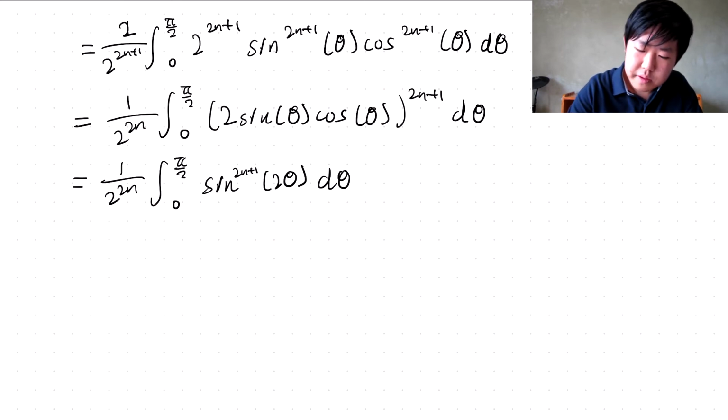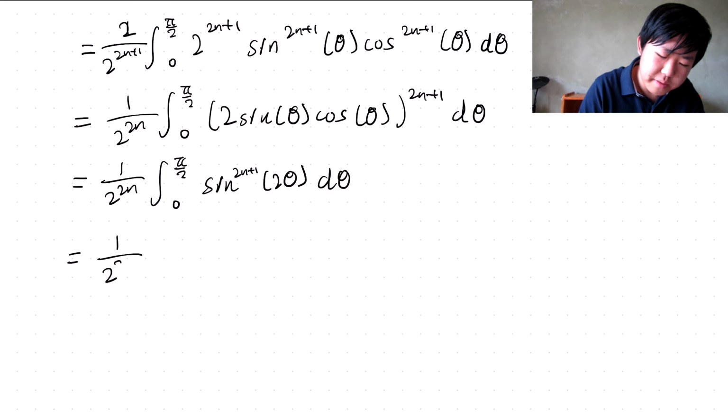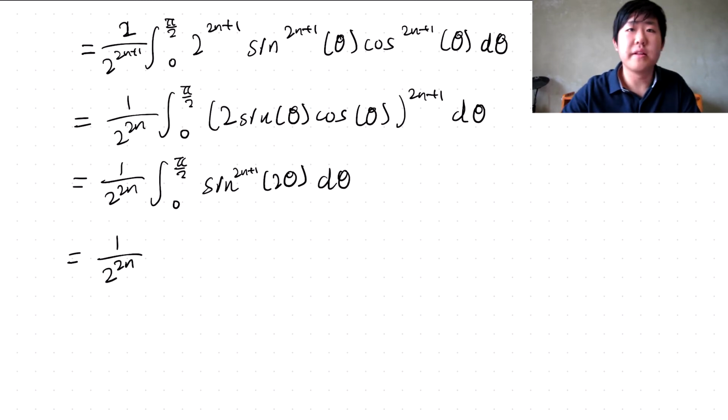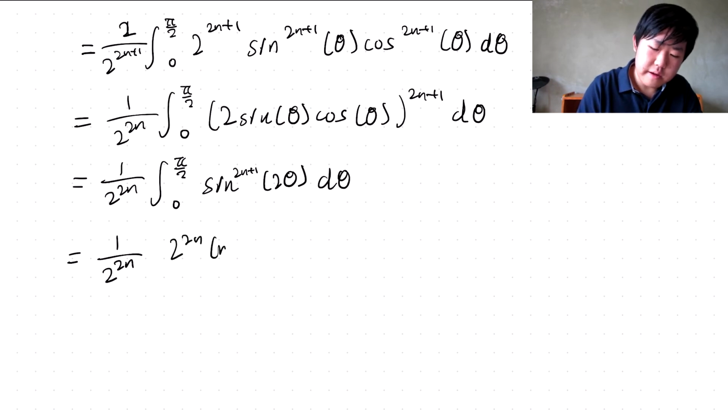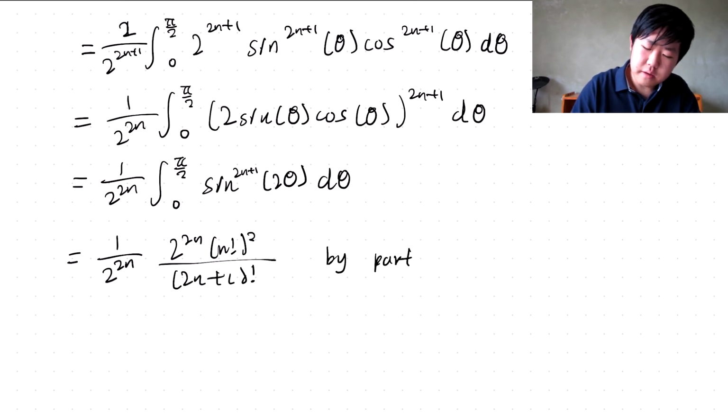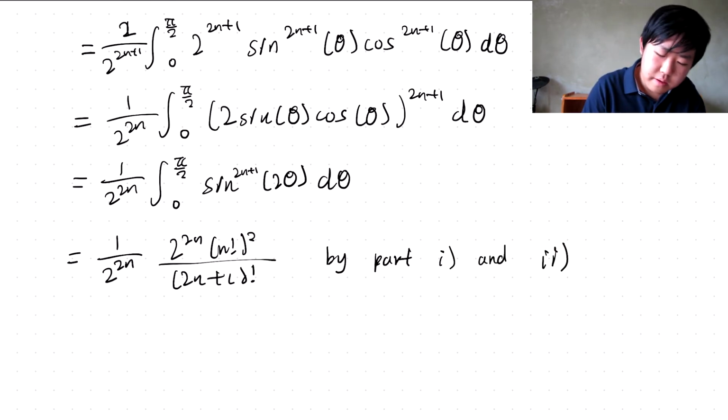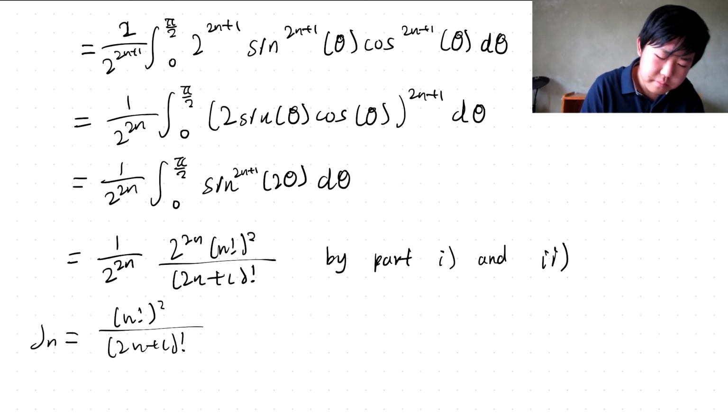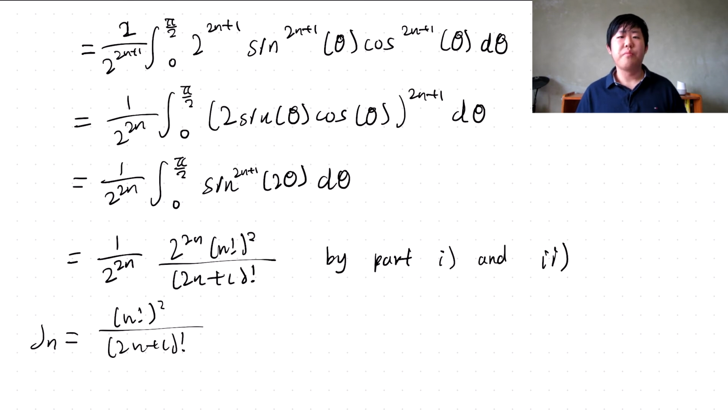So what we can do is, here we can write 2 to the power 2n, and then here it's going to be, let's see what it was. It was 2 to the power 2n and factorial squared over 2n plus 1 factorial by part I and II. And then here's going to be n factorial squared and then 2n plus 1 factorial. There you go. That was part 3.